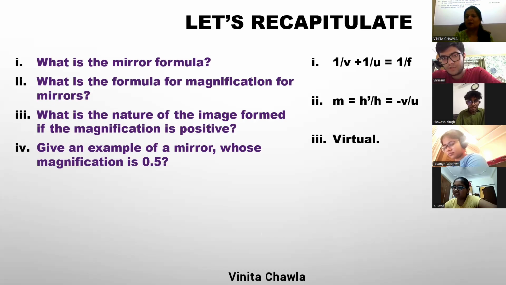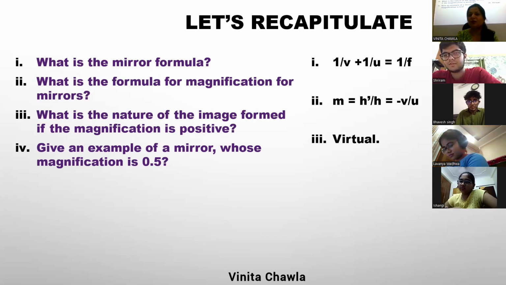Virtual, so positive then. What kind of mirror is this? It's a very simple question. Convex. It's a convex mirror. In a convex mirror, virtual and smaller images are formed, right? Smaller, therefore it is less than 1, and virtual, therefore it is positive.